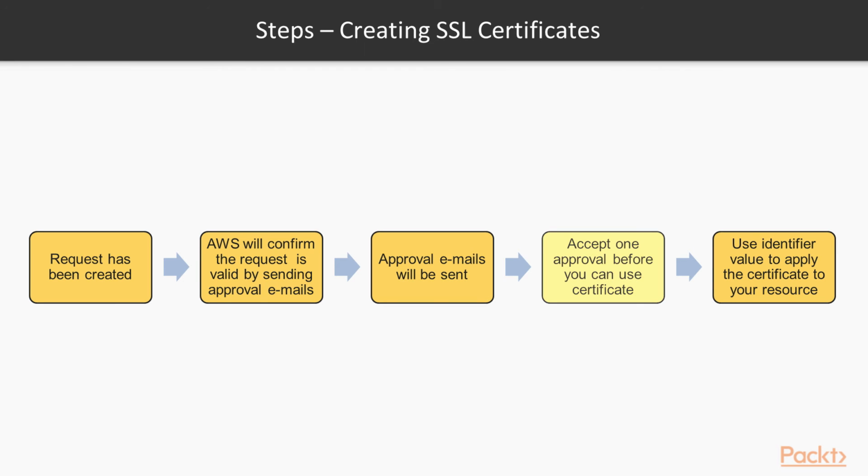You must accept at least one of the approvals before you can use your certificate. Then the certificate is ready to use in the AWS ACM console. After that, use the identifier value to apply the certificate to your resources, such as EC2, ELBs, and CloudFront distributions.